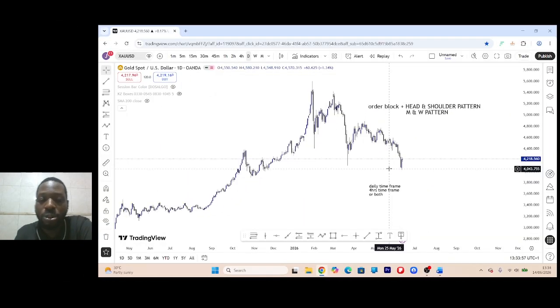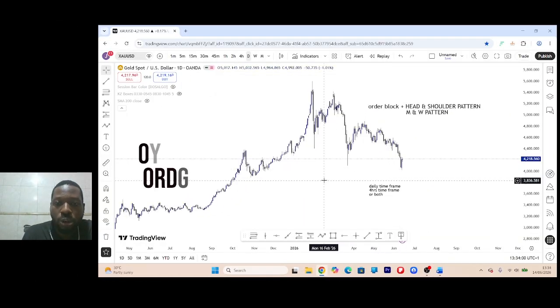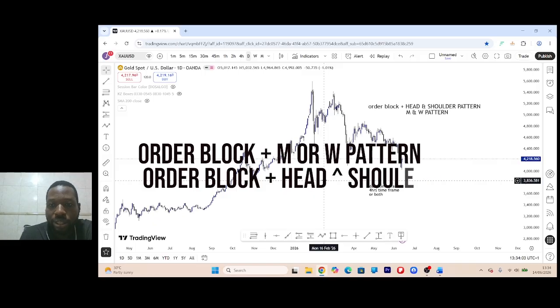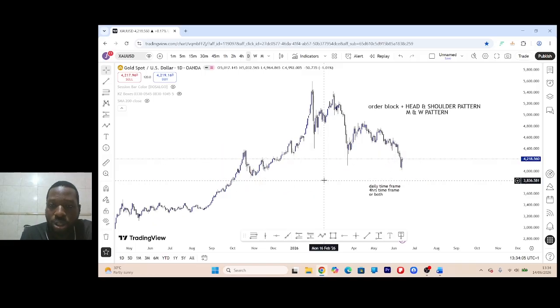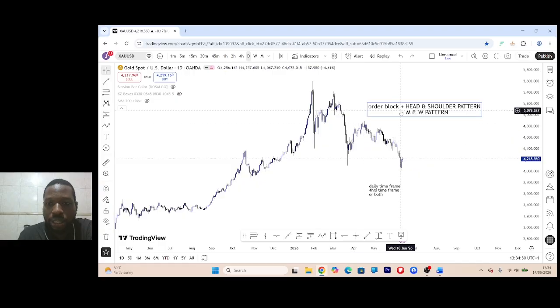So this is the third method of determining the directional bias, which is the use of order block and the head and shoulder pattern, or the W and M pattern. So what this means is that, for instance, the ICT and the SMC traders understand order block as the position where the big market players place pending orders. They know the price will come out to that location and finally move in the right direction. Right. So then the head and shoulder pattern.